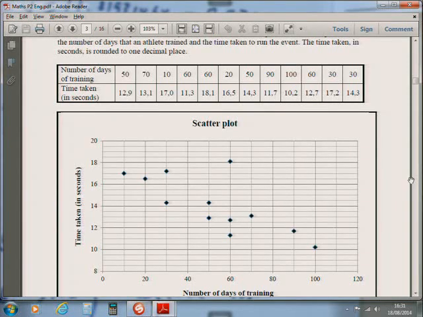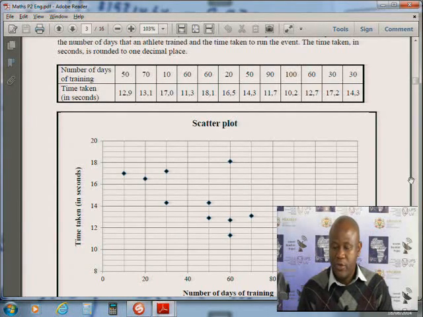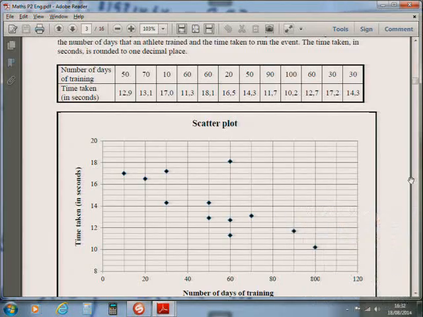Negative or positive, those two words must be there, and then you indicate whether the association is strong, moderate, perfect, weak, or no correlation. Please indicate those. Right. I'm sure we have done fairly well on that question.